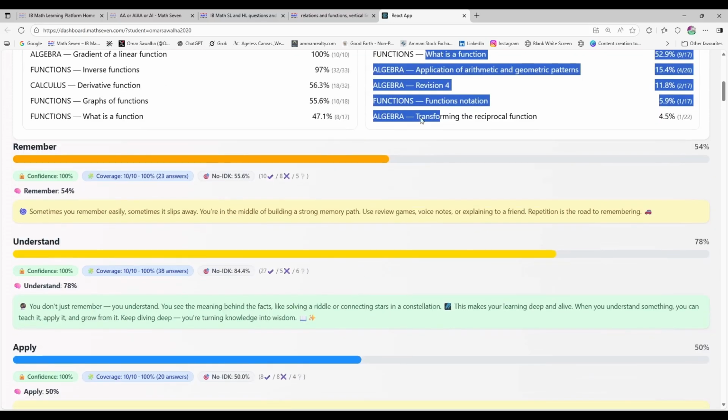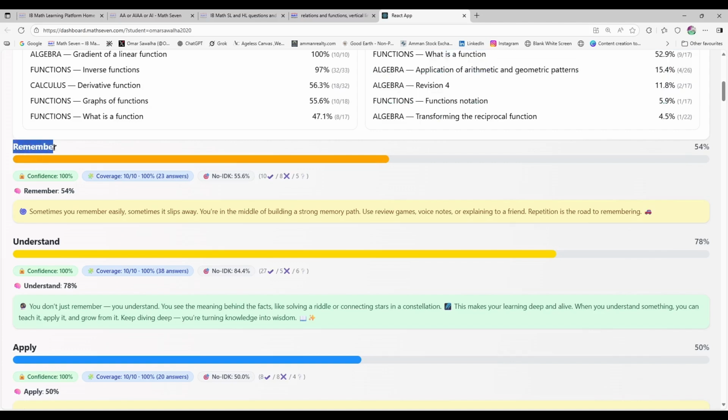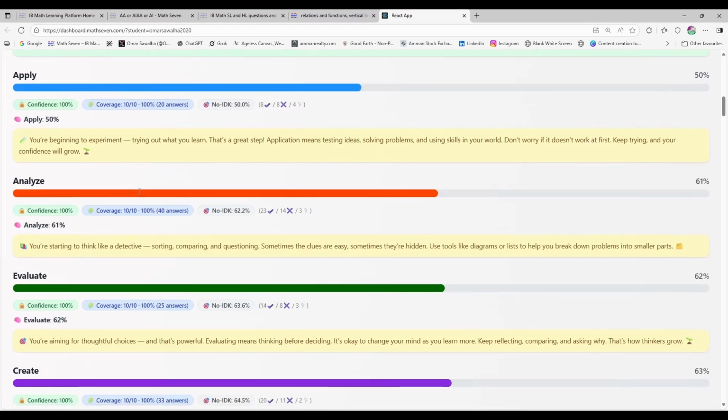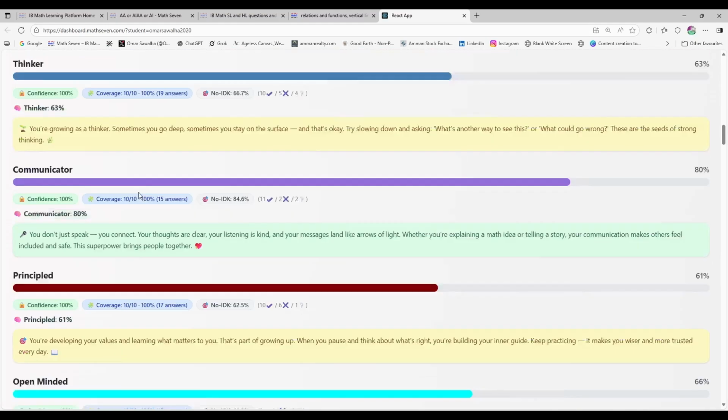Now, the reflect, the ones that he answered, these reflect actually have a smart, or let's say intelligent, system or algorithm inside it that reflects the student's abilities in remembering. So did he use his memory to answer the question? 54%. Was he able to understand the question? 78%. So these values or traits, there are around 24 or 25 traits.